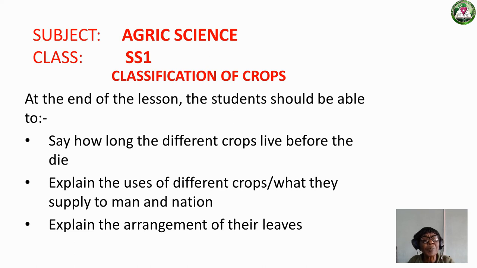So, like I told you, our topic is classification of crops. We are starting with classification based on how long they live before they die. In this classification, some crops produce their food just once within a year. Once they produce their fruits and you harvest them, they die. That is the end of that crop. It will not produce fruits or food again. So such crops are called annual crops.